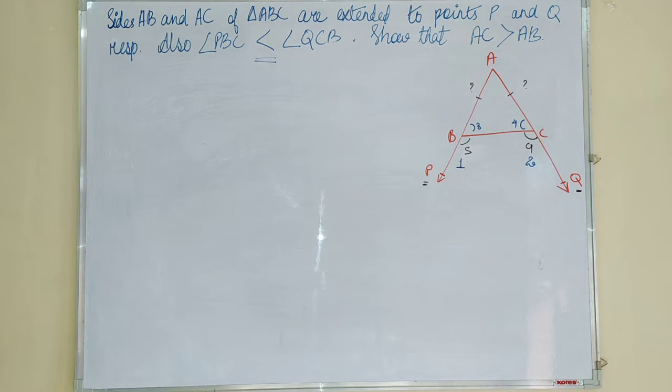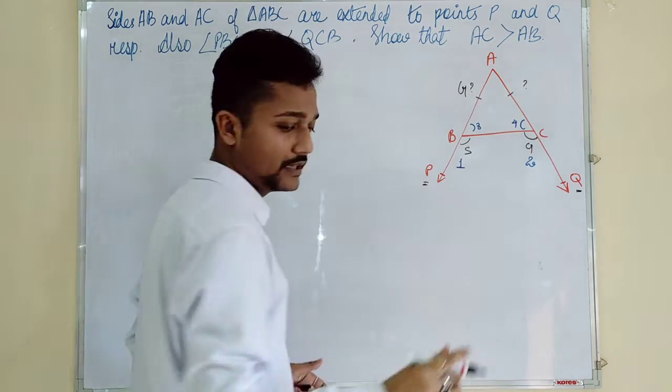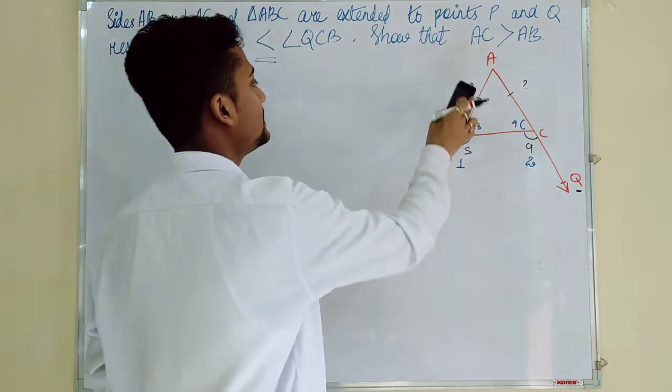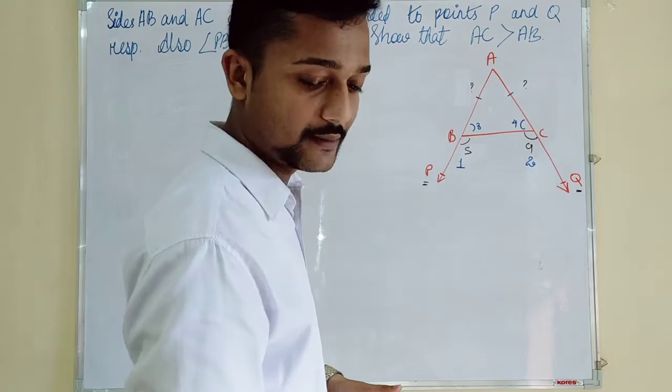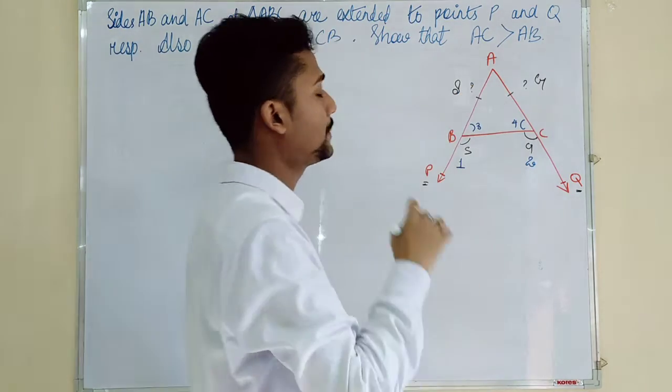Show that AC is greater than AB. You have to prove that this is greater. Sorry, AC is greater, isn't it? AC is greater. That means this particular part, AC, is greater, and this one is smaller.